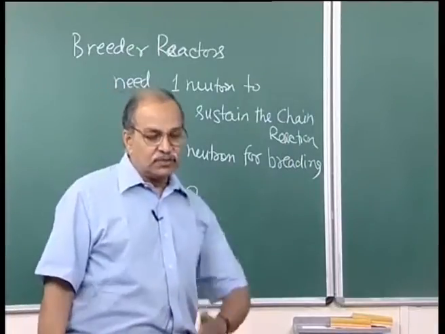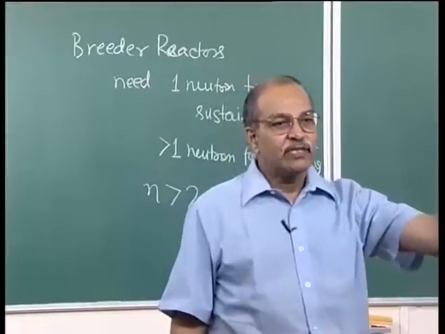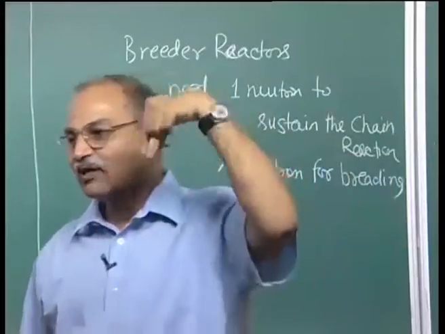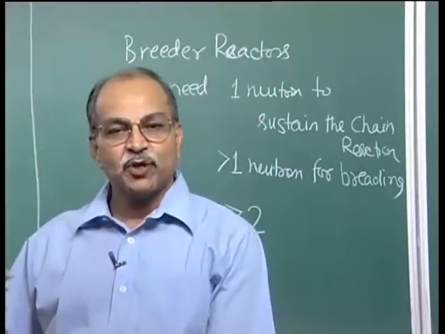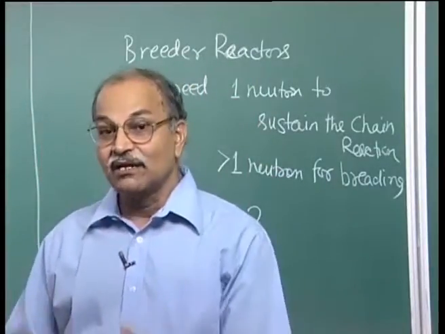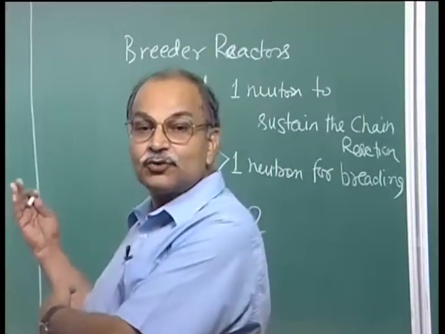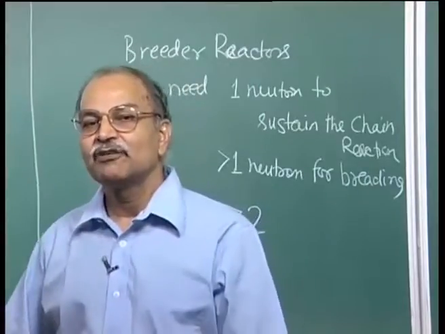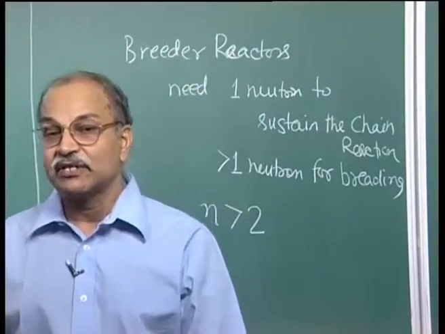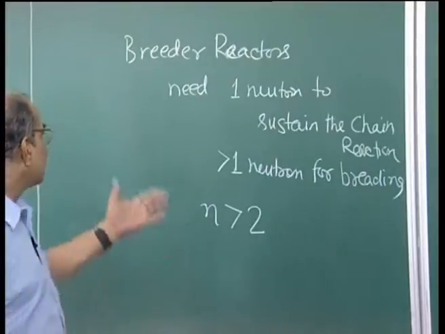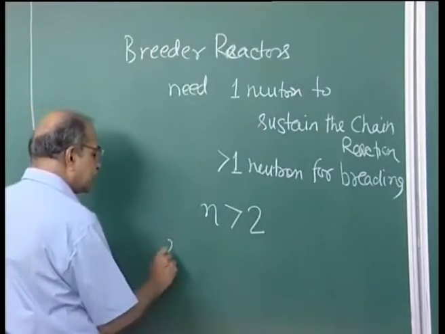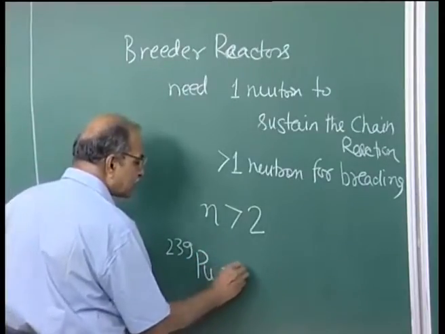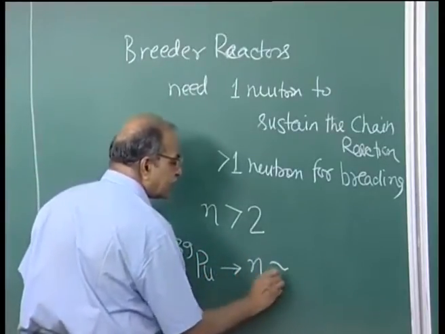Not only greater than 2, but reasonably greater than 2, so that after all the radiative absorption, leaking through the core, and absorption in the moderator, you still have 2 or more than 2 neutrons available, one for sustaining the reaction and one for breeding the fissile material. And plutonium 239 is perhaps the only good choice, because for this you can get eta around 3.